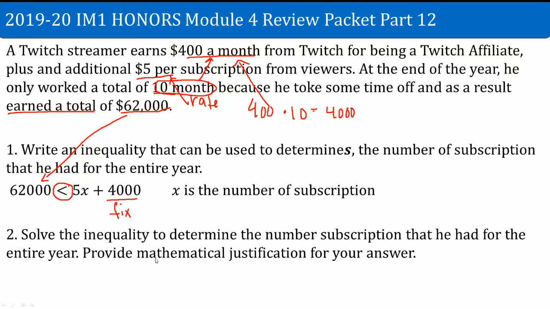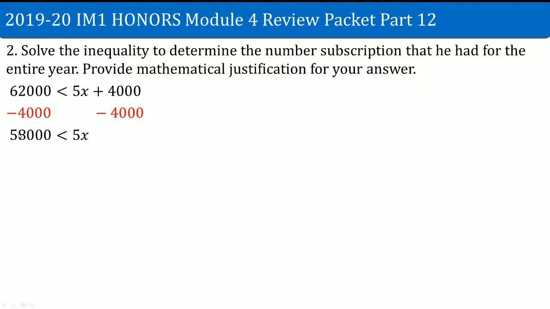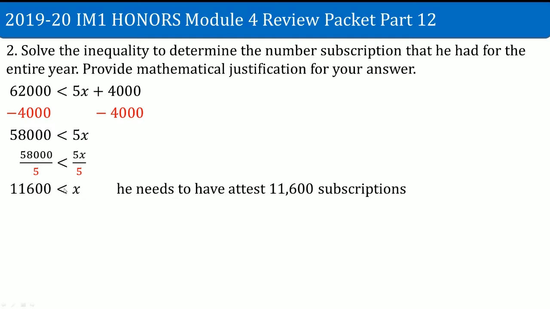Okay. Next, you're going to solve for the inequality. Here's your equation. Minus 4,000 from both sides because that was your fixed amount. You get 58,000. $5 per subscription. Divide by 5, you get X. X is greater than or equal to 11,600. So he needs to have at least 11,600 subscriptions to make this.